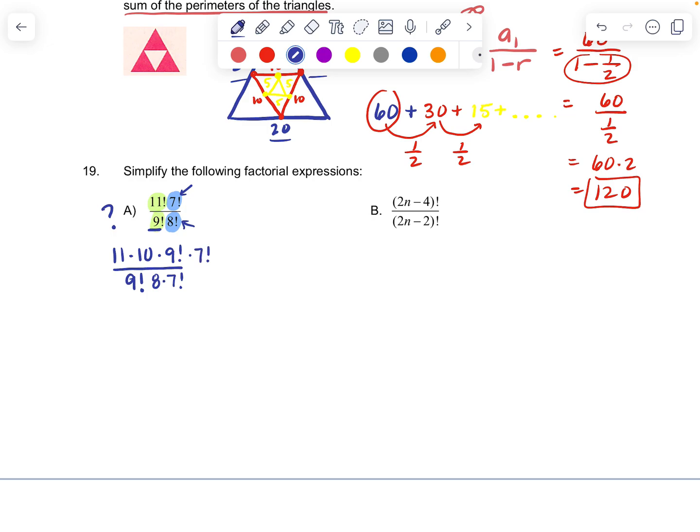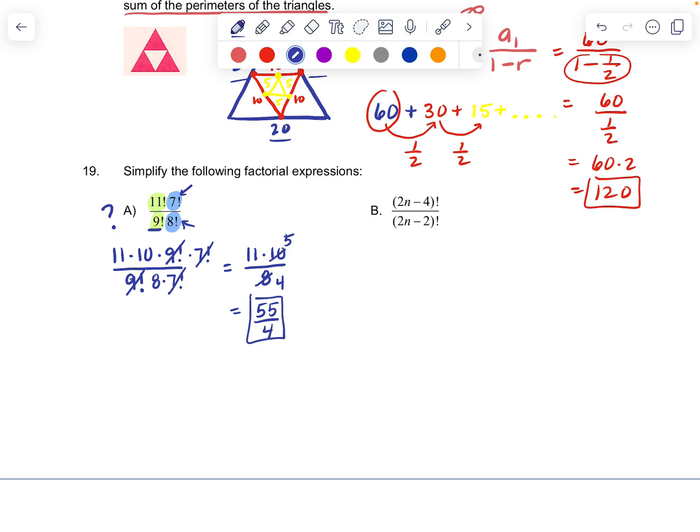Okay, now look what cancels out. The 9 factorial cancels out with 9 factorial. 7 factorial cancels out with 7 factorial. And what do I have on the top? I have 11 times 10 all over 8. Let's try to reduce this a little bit. You guys, 2 goes into both of these. 2 goes into 8 4 times. 2 goes into 10 5 times. So this is going to end up being 55 over 4.